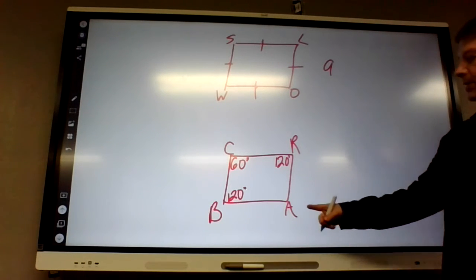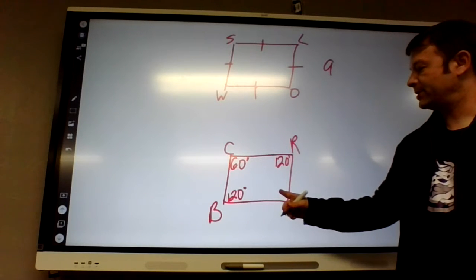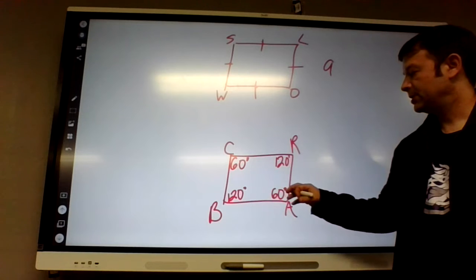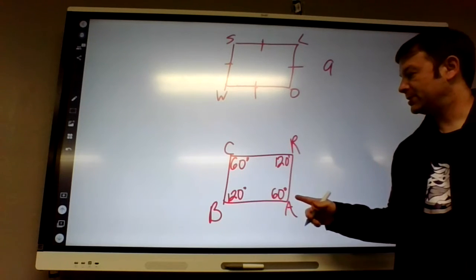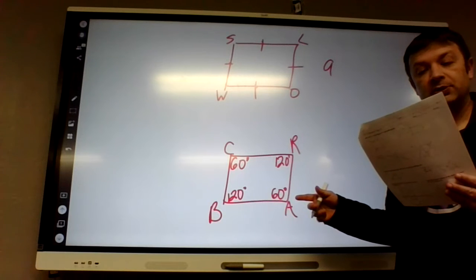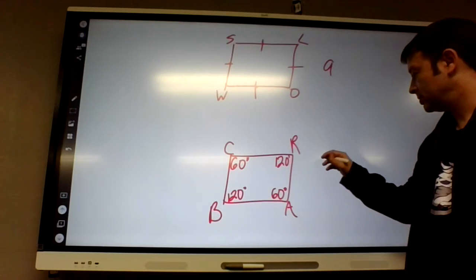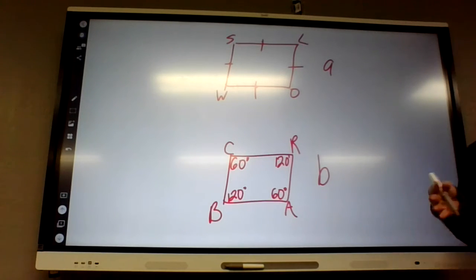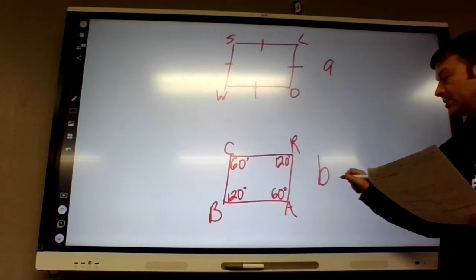How can I find angle A here? 360 minus those three will give me 60. So yeah, opposite angles are congruent. So what's that one? B. Also, you could say, because same side interior angles are supplementary, the lines are parallel again, so that also could be E.